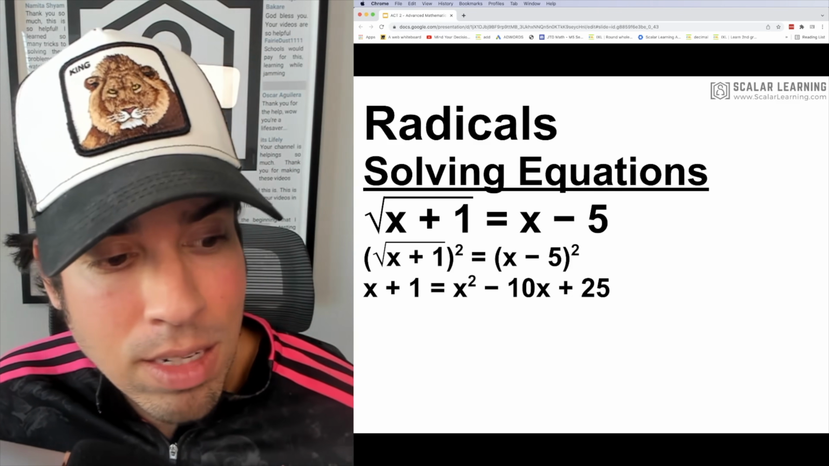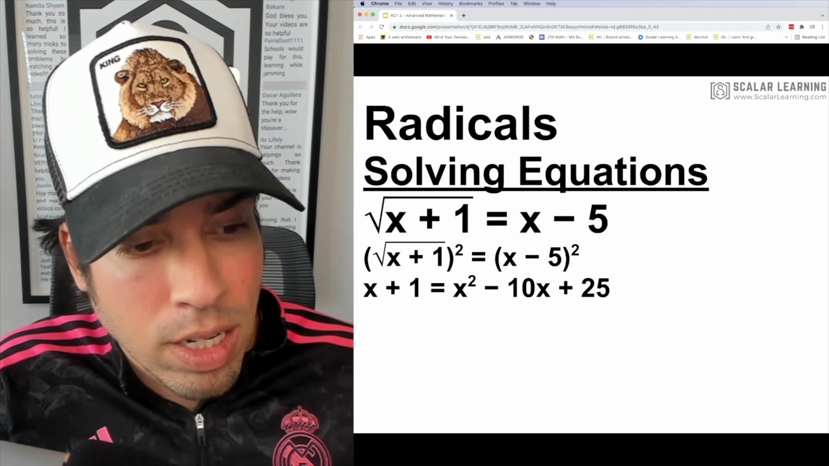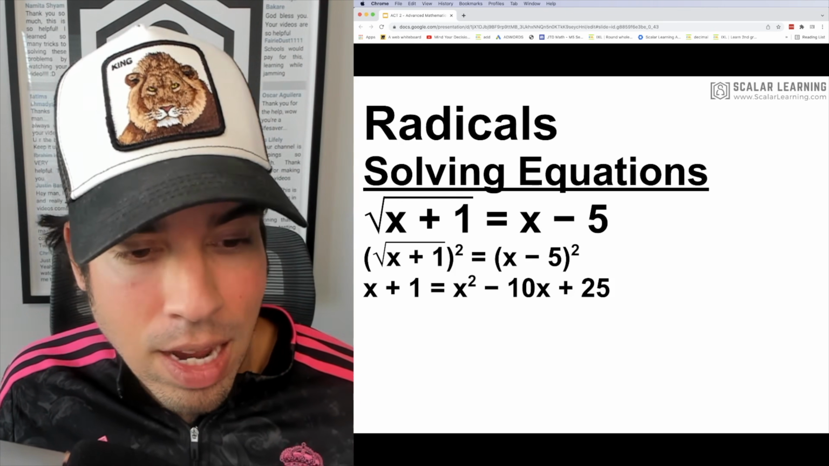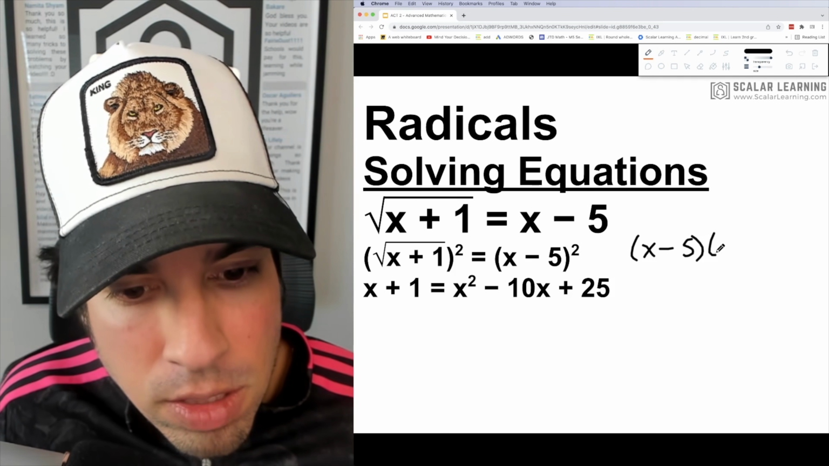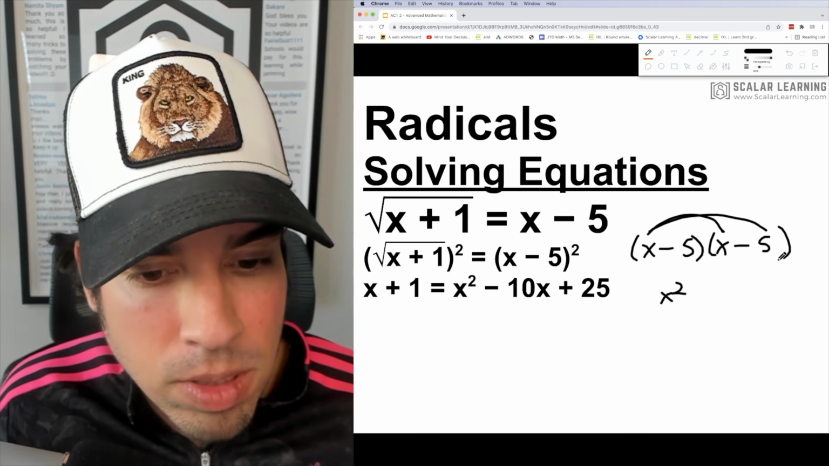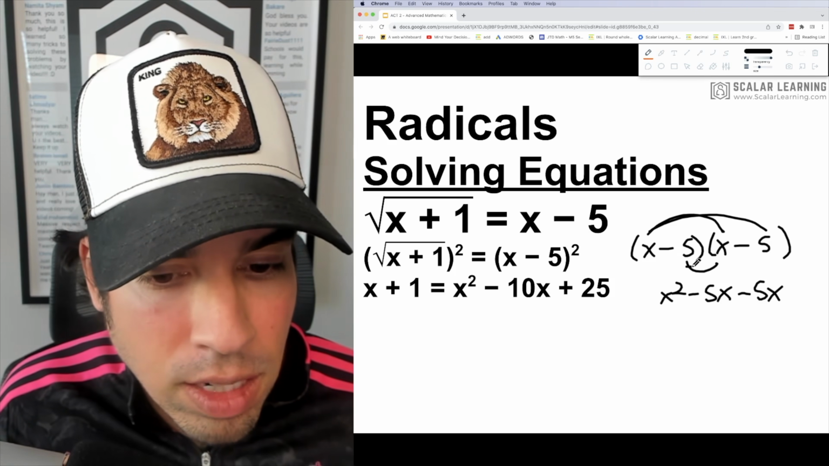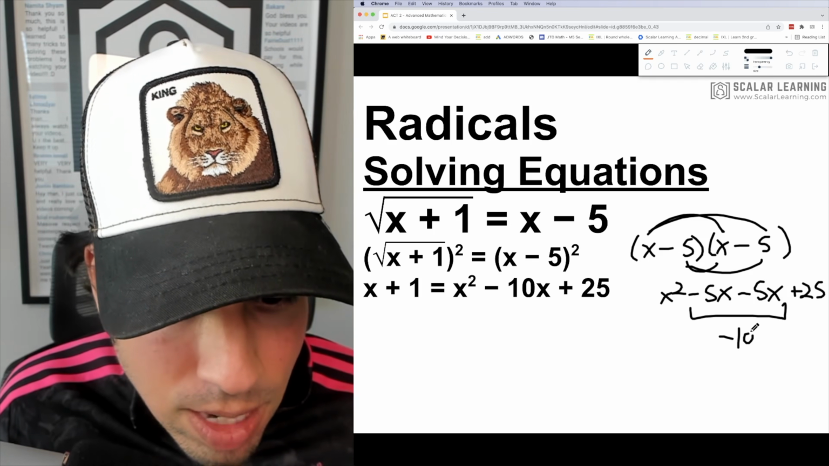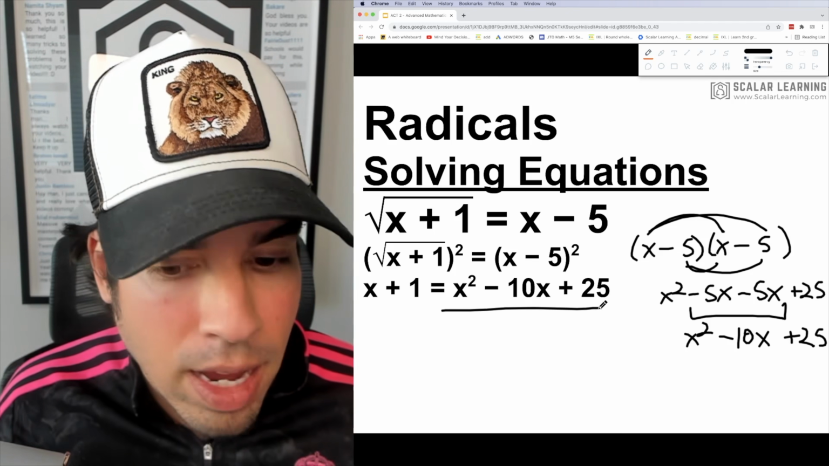Why is that? Again, don't just think about squaring each individual component. We're foiling, right? We're taking x minus 5 times x minus 5, and then you're foiling, and you get x squared minus 10x plus 25. Just to show you what it looks like, I'm going to write it out for you. So you have x minus 5 times x minus 5, and you would go like this. X times x is x squared. X times negative 5 is negative 5x. Negative 5 times x is negative 5x. And then negative 5 times negative 5 is 25. These guys are like terms, and they combine to be negative 10x. And hence, you get the x squared minus 10x plus 25.